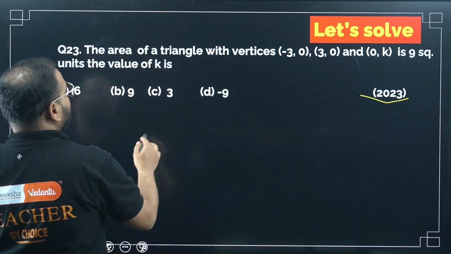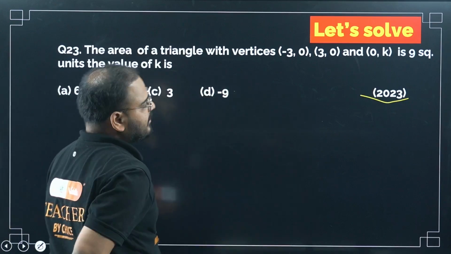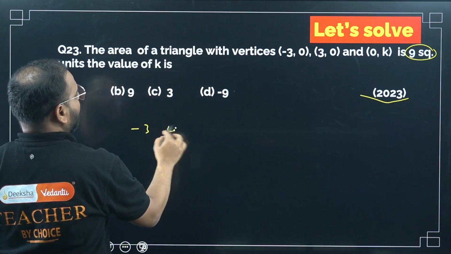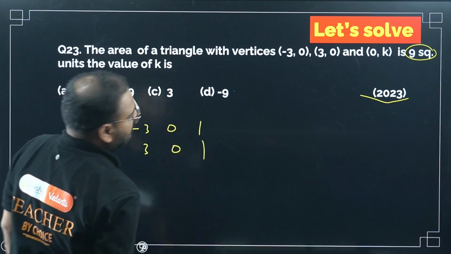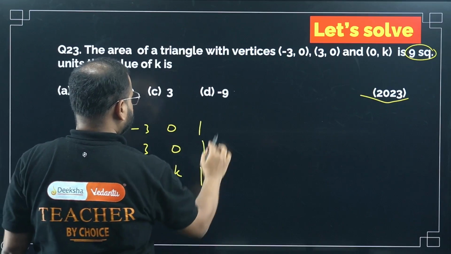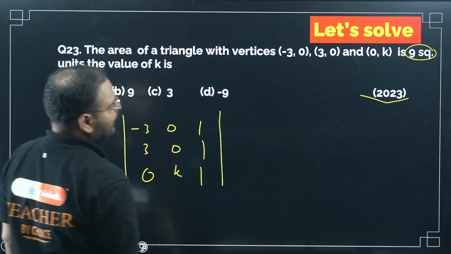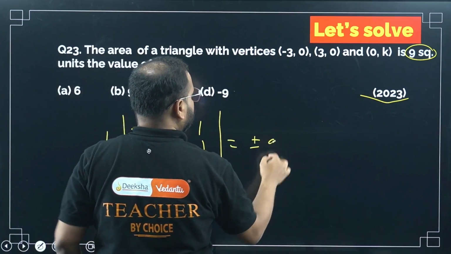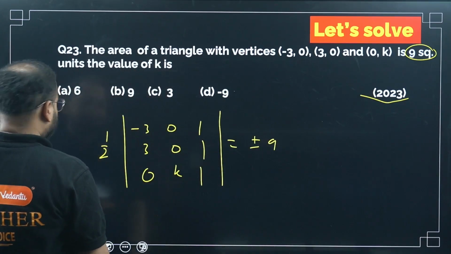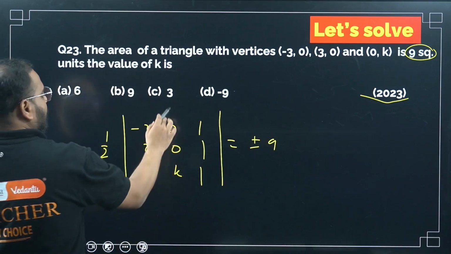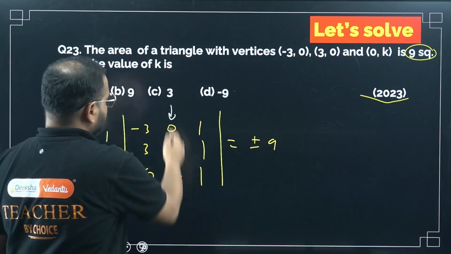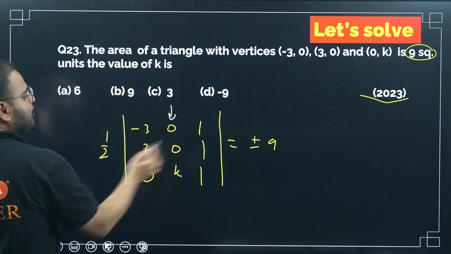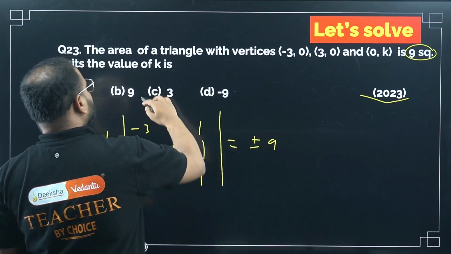Okay. So the determinant area is given, right? Area is given as 9. So let's write the matrix first. Minus 3, 0, 1; 3, 0, 1; and 0, k, 1. With 1 by 2, equals plus minus 9. So I'll give you a hint. Open the determinant across the second column. This will be 0, 0. Only for k you have to solve it. Multiply 2 on the other side, it will become 18. Solve, your answer will be, I think, C.